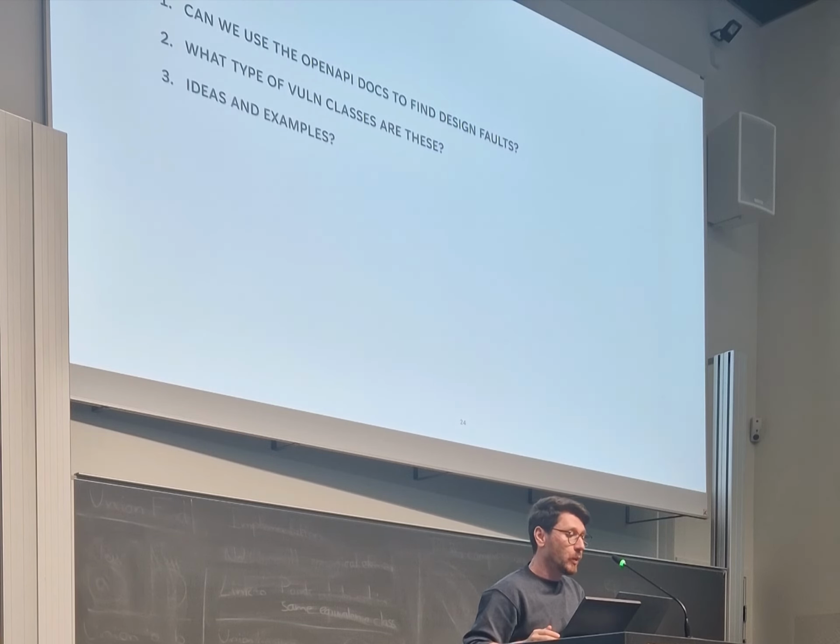Some of the questions that came into my mind at that point were: can we use the OpenAPI documents to find design faults at the API level, in the architecture of it? What types of vulnerability classes would these findings be? And can I come up with some ideas or examples of such attacks?